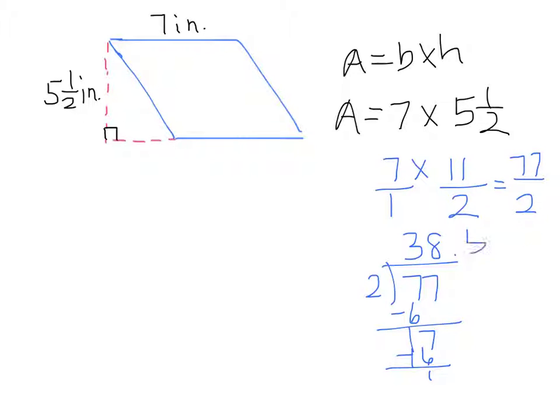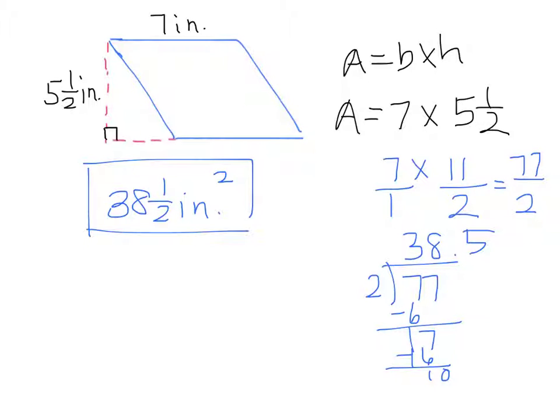Okay, 38.5, right? Since this is all in fraction form, we change 38.5 to 38.5 inches squared. Okay, so the area is 38.5 inches squared.